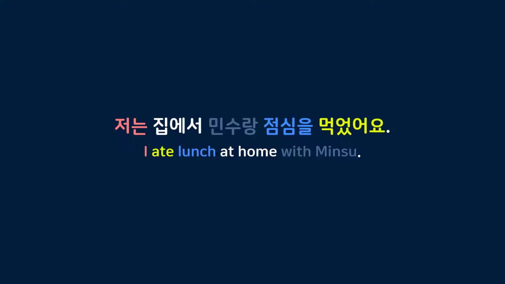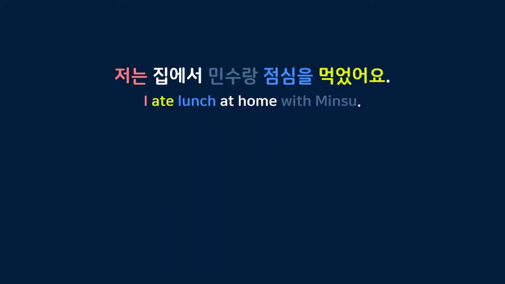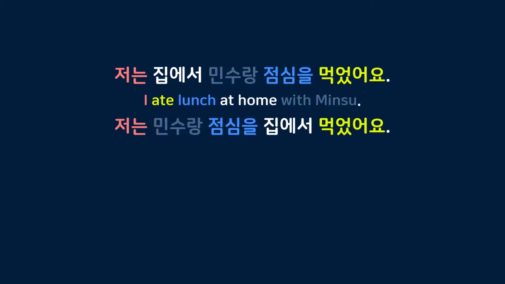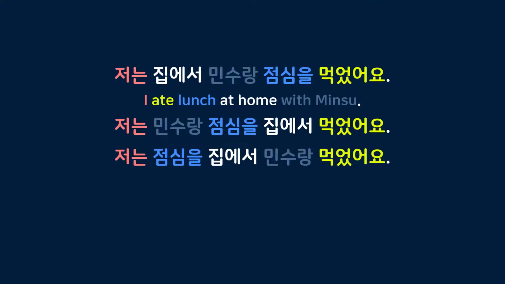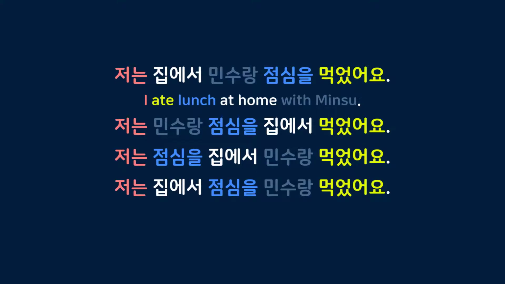And once you start to have multiple elements like this, they can change position to focus on different parts of the sentence. So this same sentence could be written as 저는 민수랑 점심을 집에서 먹었어요. 저는 점심을 집에서 민수랑 먹었어요. 저는 집에서 점심을 민수랑 먹었어요.